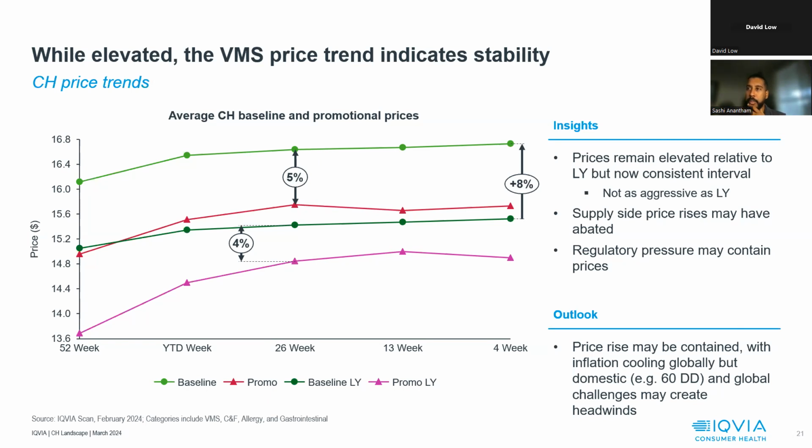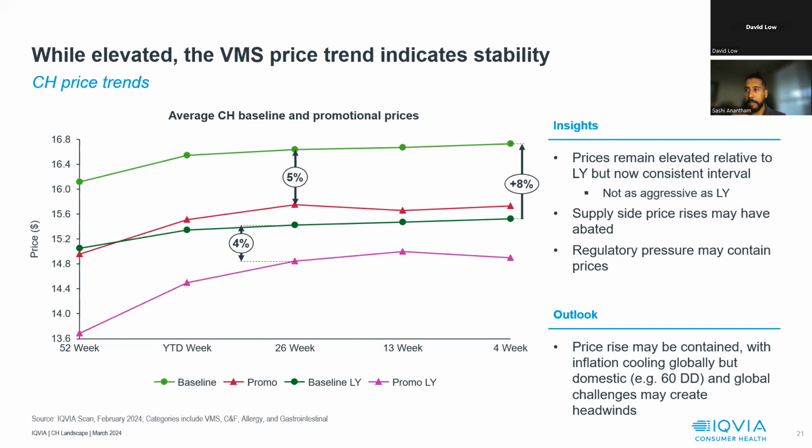And the differential between the light green and the dark green, which is for the same period but last year, for all of these baseline prices, is about 8%. 8% was, of course, what inflation was at the start of 2023. So what that means is prices have just remained elevated. They haven't really come down, but they're not going further up as well.